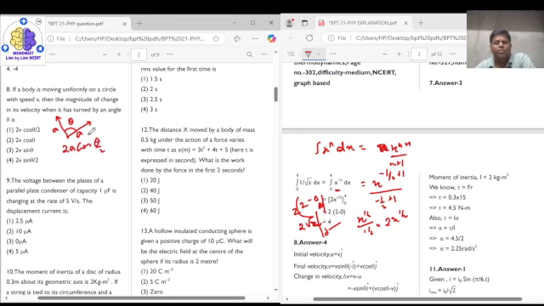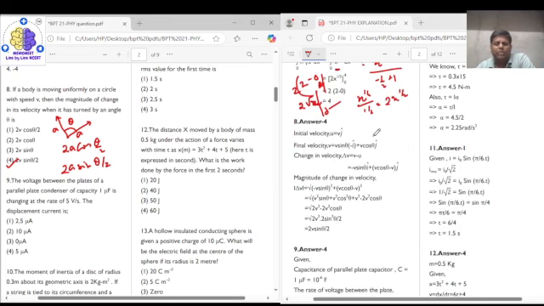In the same way, if we are not finding the sum but the difference of these two vectors, then the magnitude of the difference will be equal to 2a sine theta by 2. So according to this, the correct answer for question number 8 is option 4. But still, let's see the elaborated solution of this.